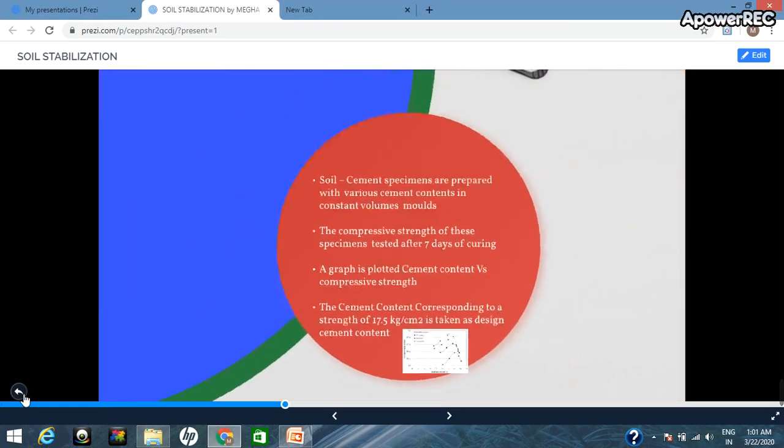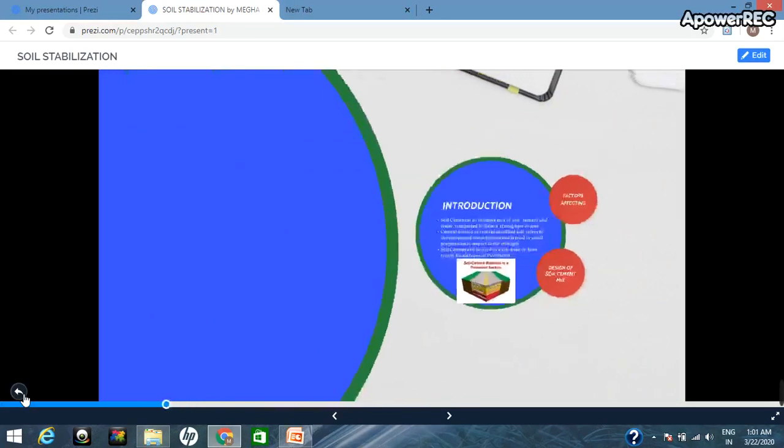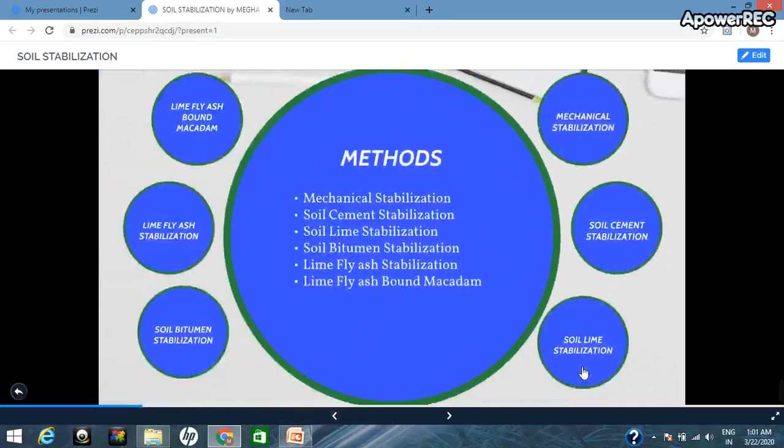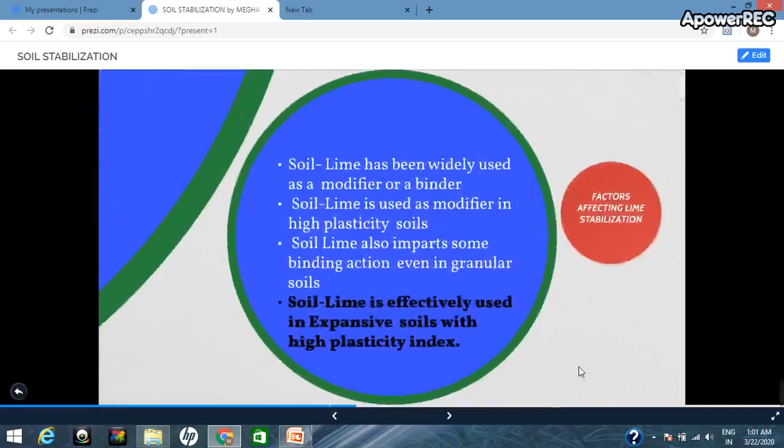Okay, the next type of stabilization is soil lime stabilization. Soil lime has been widely used as a modifier or binder. Just as in the previous type of stabilization we use cement, in this type of stabilization we use lime. The last point to be noted is that this type of soil stabilization is effectively used in expansive soils with a high plasticity index.